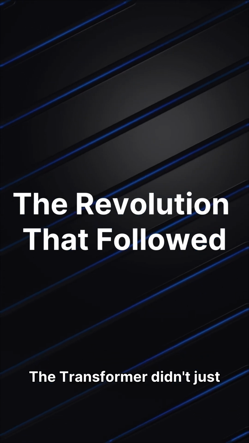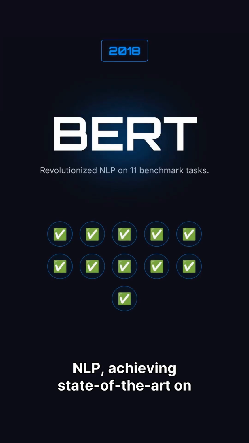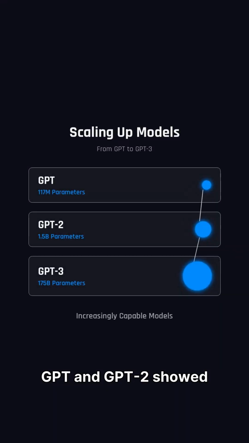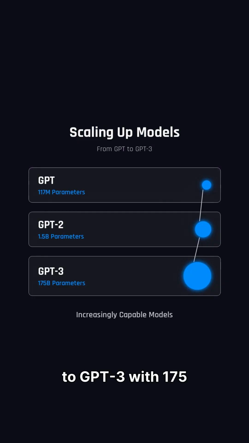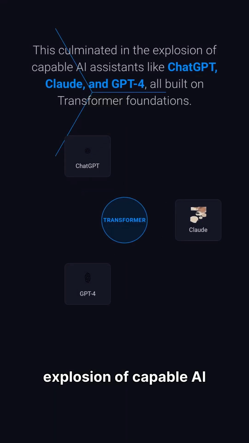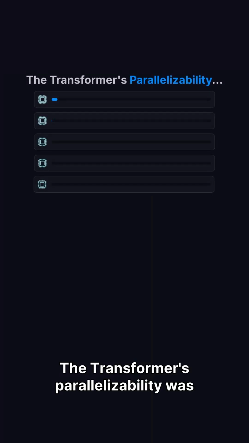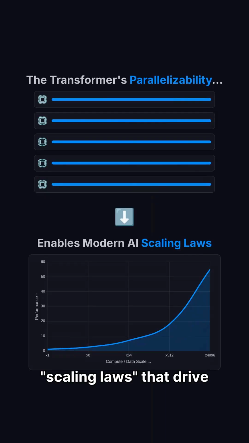The transformer didn't just achieve state-of-the-art results, it enabled an entirely new paradigm in AI. In 2018, BERT revolutionized NLP, achieving state-of-the-art on 11 different tasks. GPT and GPT-2 showed that scaling up produced increasingly capable models, leading to GPT-3 with 175 billion parameters. This culminated in the explosion of capable AI assistants like ChatGPT, Claude, and GPT-4, all built on transformer foundations. The transformer's parallelizability was the key to everything that followed, enabling the scaling laws that drive modern AI.